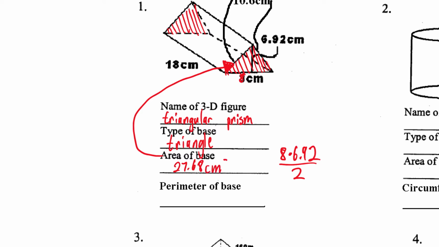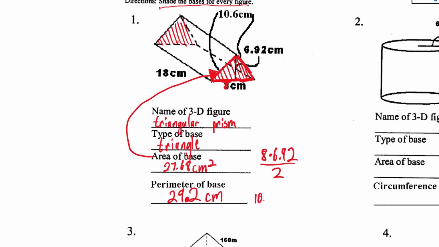27.68 square centimeters. All right. And then perimeter of the base. So just adding up all the outside edges of the base. What's the perimeter going to be? 29.2 centimeters. Okay, just adding the 10.6 plus the 10.6 plus the 8.